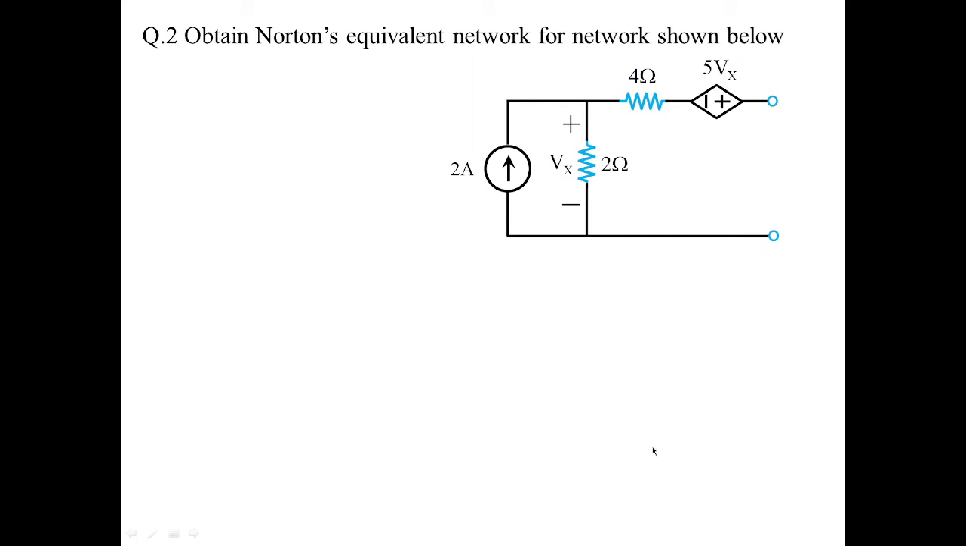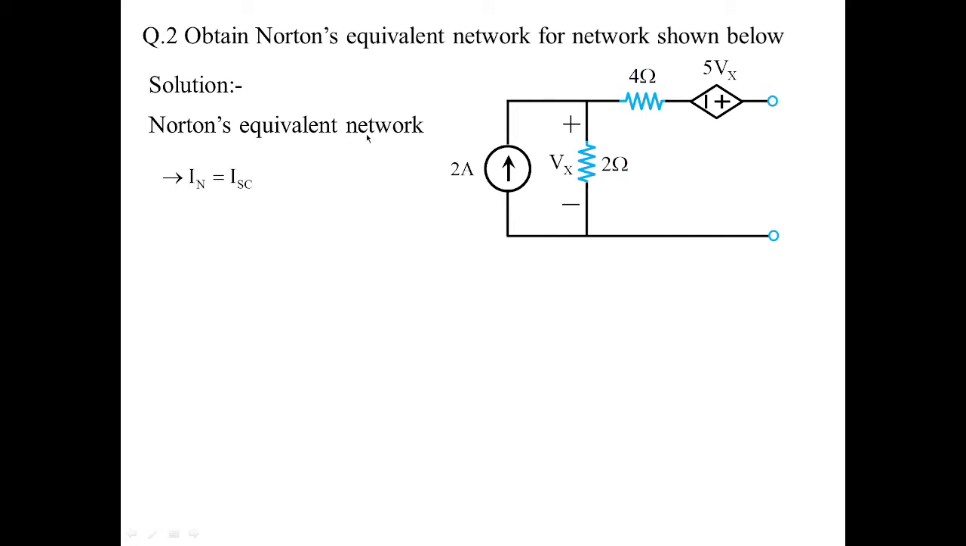Let us go with a different example. Here you can see we have a dependent source 5Vx. It is known as a voltage dependent voltage source, and that voltage is being measured across 2 ohms. Positive is aligned over here, negative is aligned over here. So carefully inspect the circuit or network.